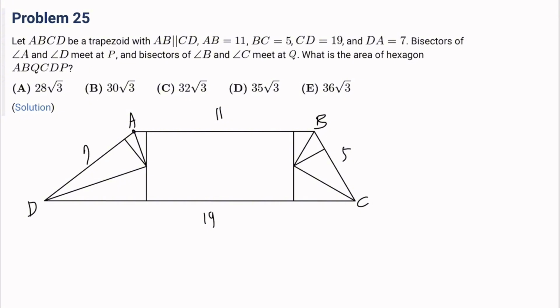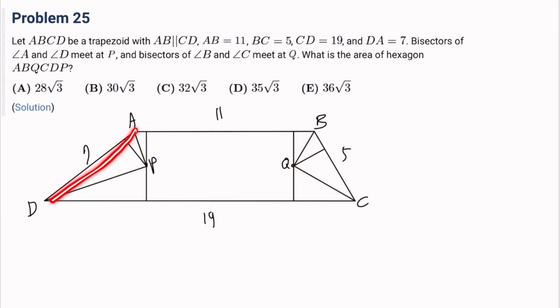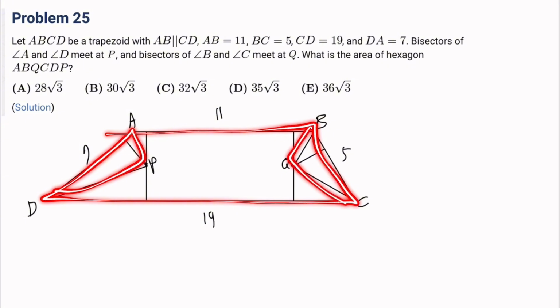And bisectors of A and D, these are the bisectors, right? So they meet at P. So this is point P, and the same thing, bisectors of B and C, they meet at Q. So this is Q, right? And then we want the area of hexagon ABQCDP, like that. So that area is this whole area minus this minus that, right? And since we know that these are right triangles, that means it's just this whole area minus that and minus that, right?